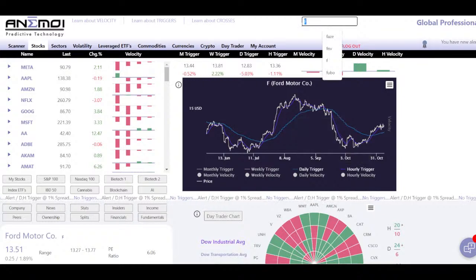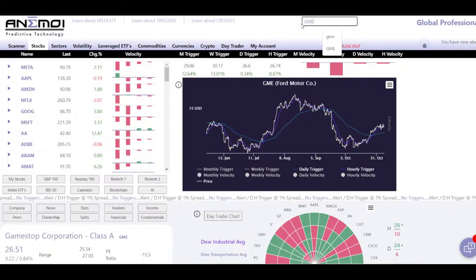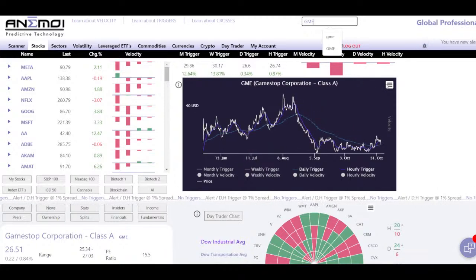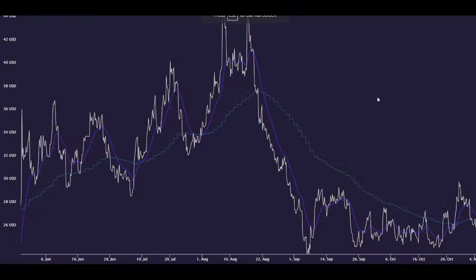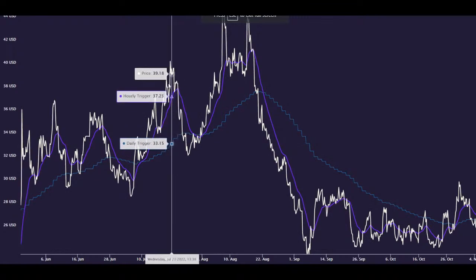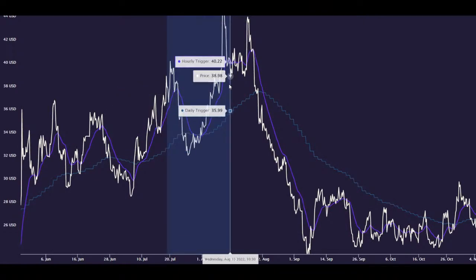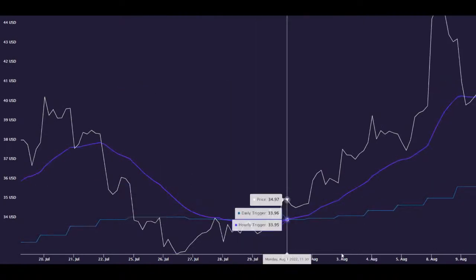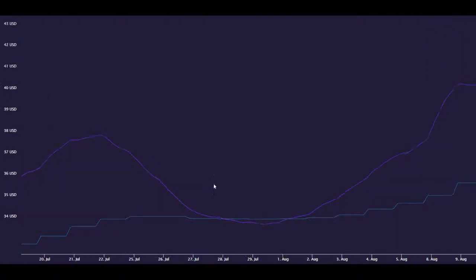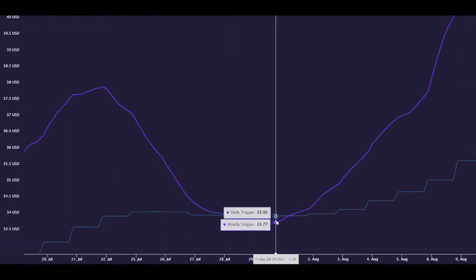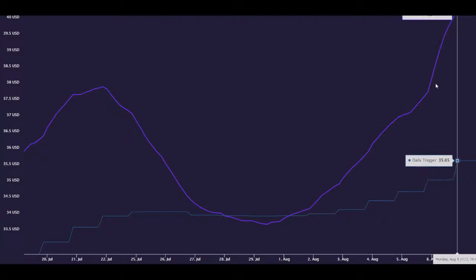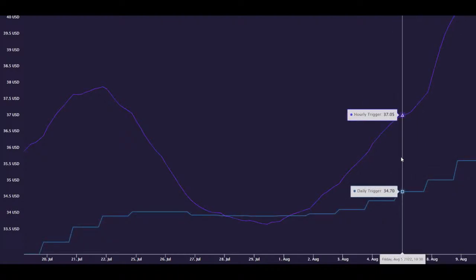So let's talk about GME now, because this is what everybody came here for, and I want to give basically what might be happening on GME right here. Let's look at an airplane setup that happened in the past, which was right here. The hourly trigger came down to the daily trigger, resolved to the upside, and price went from 33 to 47. I don't know who remembers that spike.